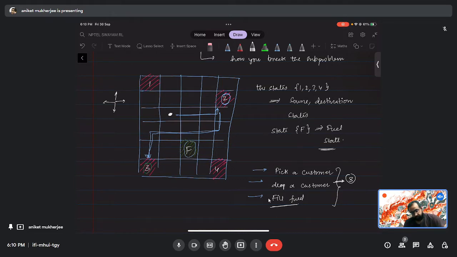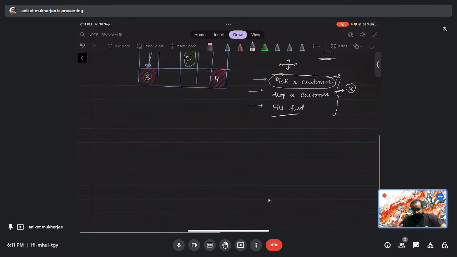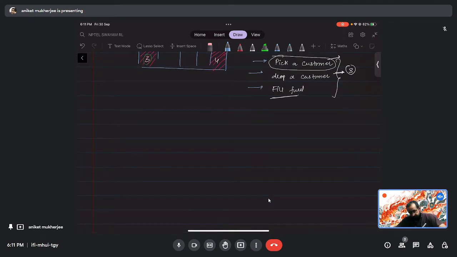If you know how to pick a customer, picking a customer would involve going through the basic actions of going up, down, left, or right. But how you learn to do that is the first step. First learn to pick a customer, then we'll learn to drop a customer, then we'll learn how to fill up fuel and when to fill up fuel. So this is one of the basic examples for hierarchical RL.